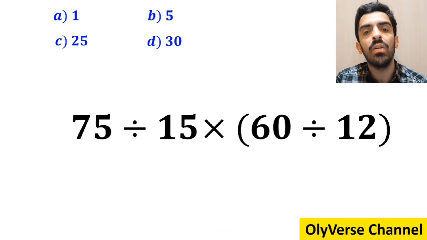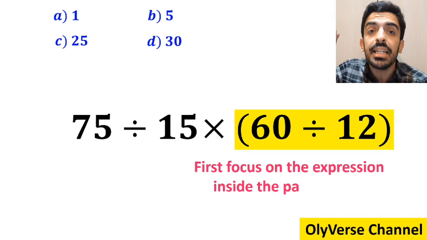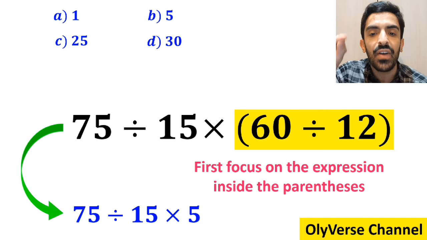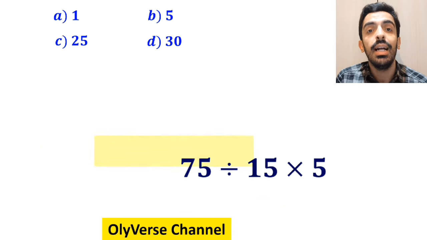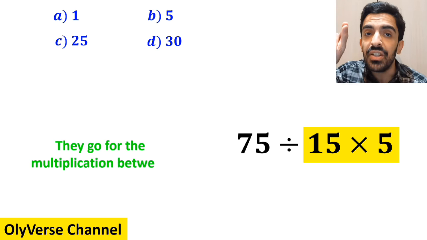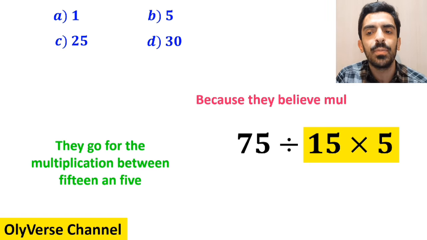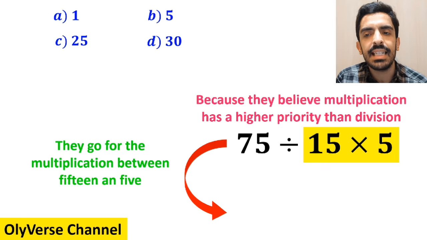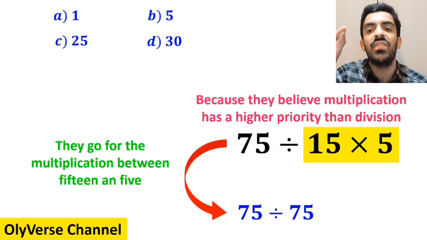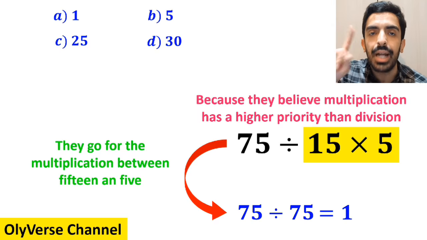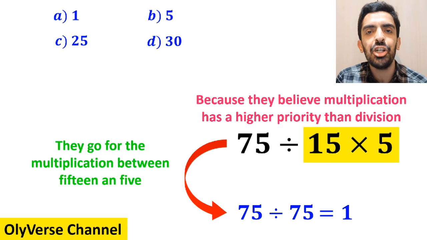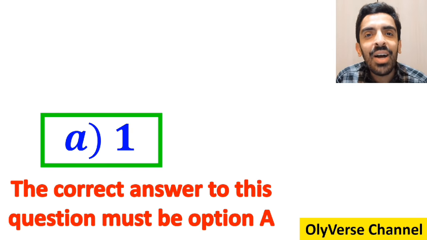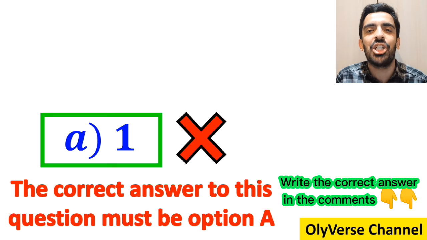Many people, when starting to solve this question, first focus on the expression inside the parentheses, and instead of considering the whole expression, they rewrite it as 75 divided by 15 multiplied by 5. In the next step, they go for the multiplication between 15 and 5 because they believe multiplication has a higher priority than division. So, they simplify this expression and write it as 75 divided by 75, which finally gives them the answer 1. Then, without any hesitation, they conclude that the correct answer to this question must be option A. However, it's not the correct answer to this question.